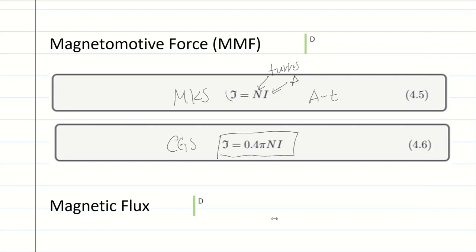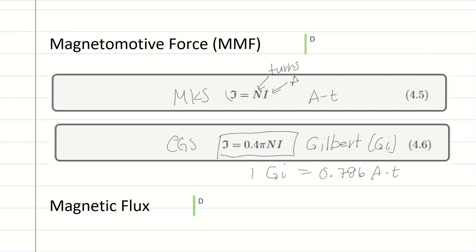So in CGS system, the unit will not be equal to ampere turn. It will be equal to what we call Gilbert, or abbreviation Gb. And 1 Gilbert is equivalent to 0.796 ampere turns. So that's the conversion between them.